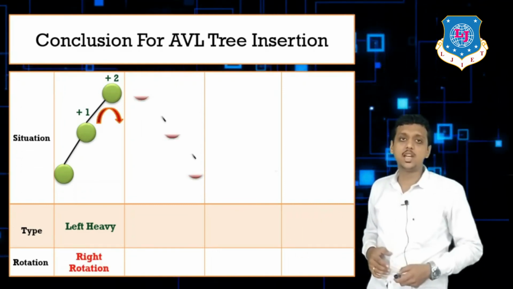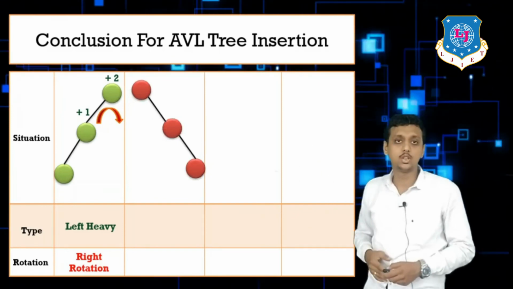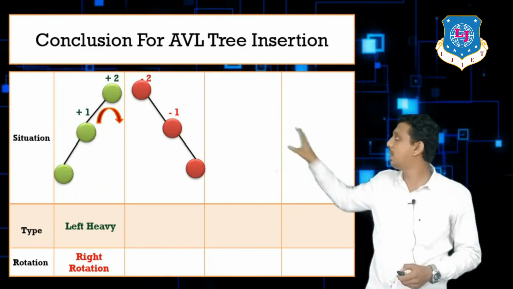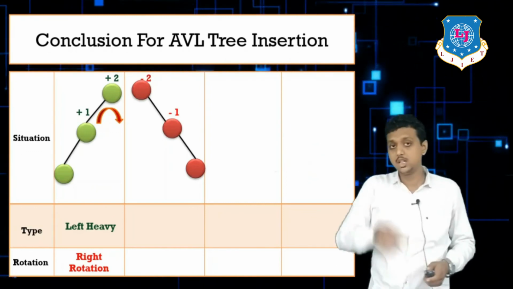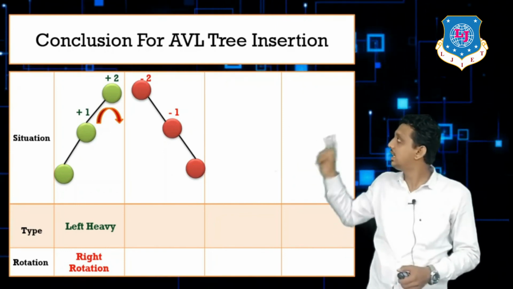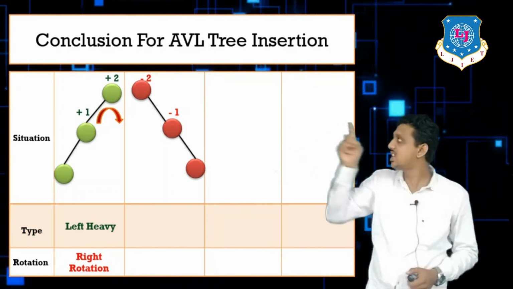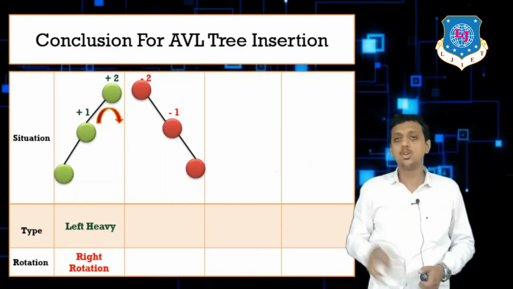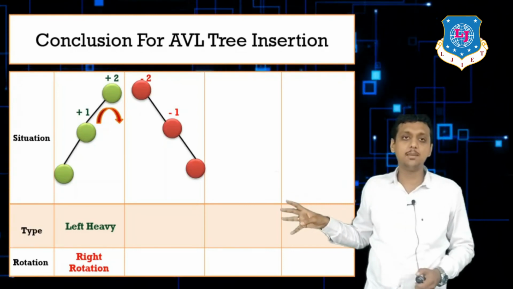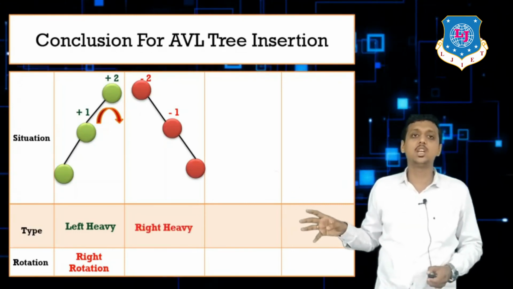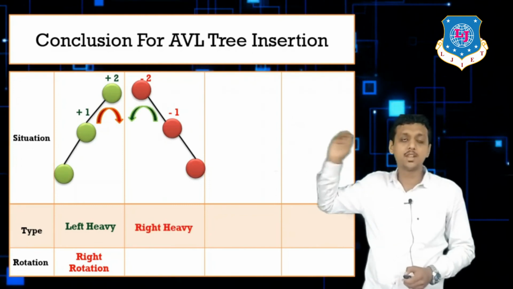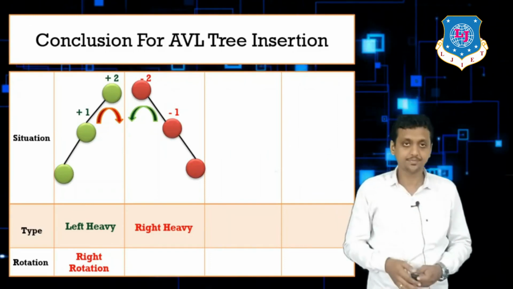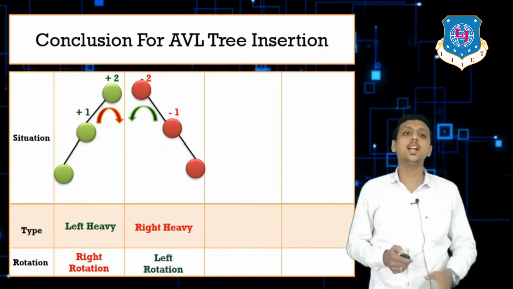Now next we have such type of situation, number 2, where the violating node has -2 -1, -2 -1. Now again focus on the violating node. It contains -2, that means it's right heavy, and the right child also contains -1, that means it's also right heavy. So the tree is right heavy, and we need to give left rotation. Also remember that you have to give the rotations on the violating node only.